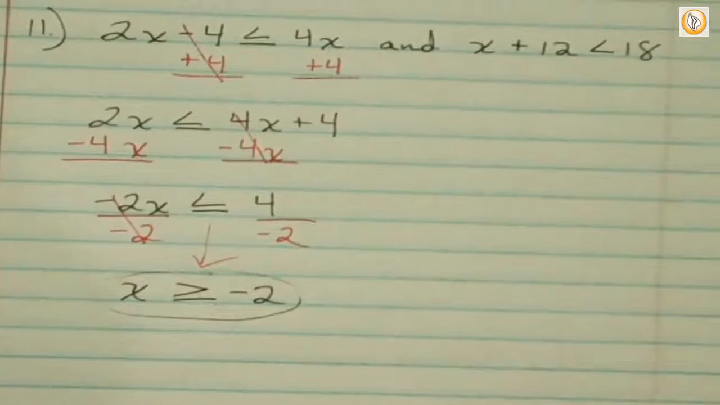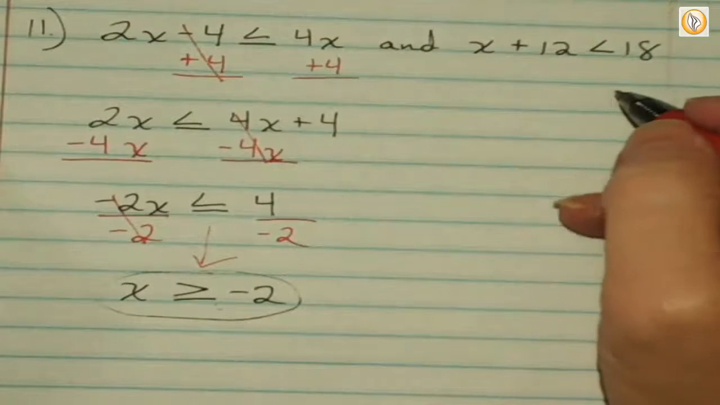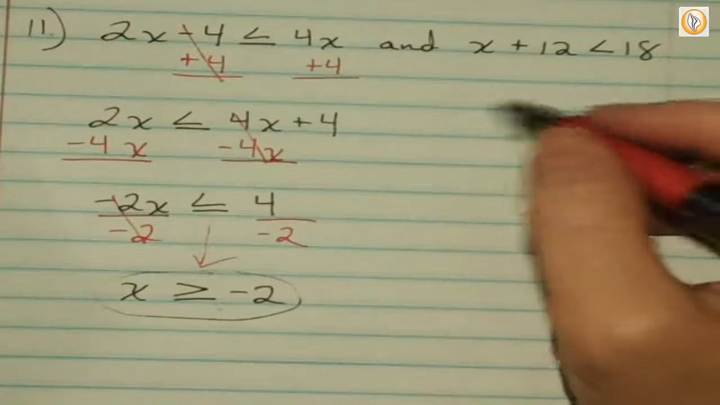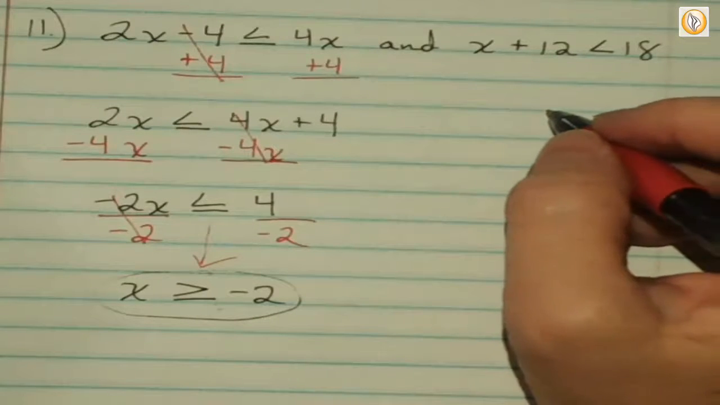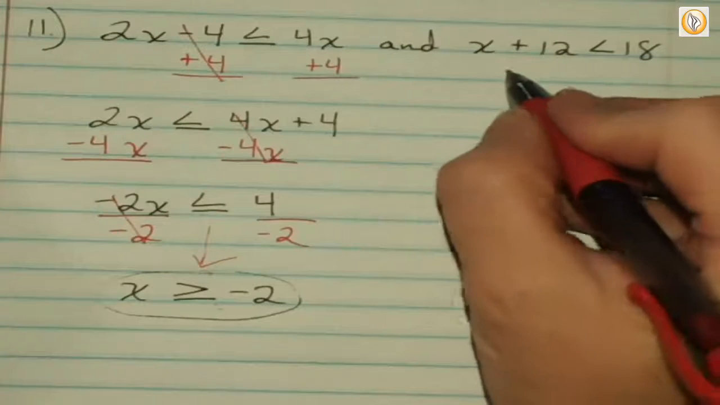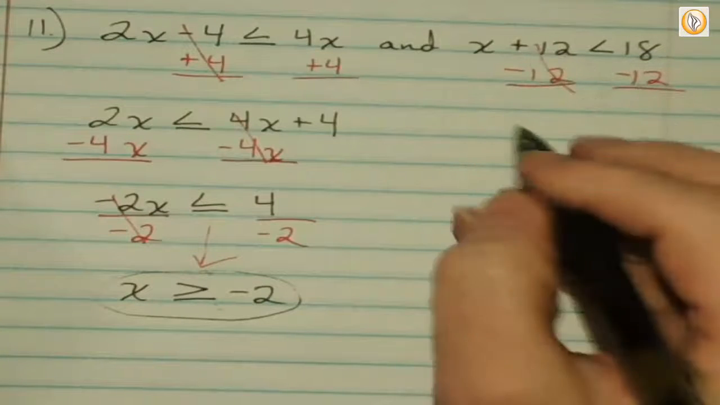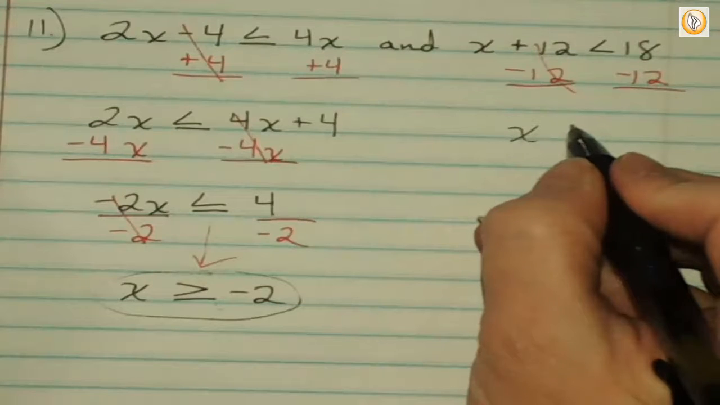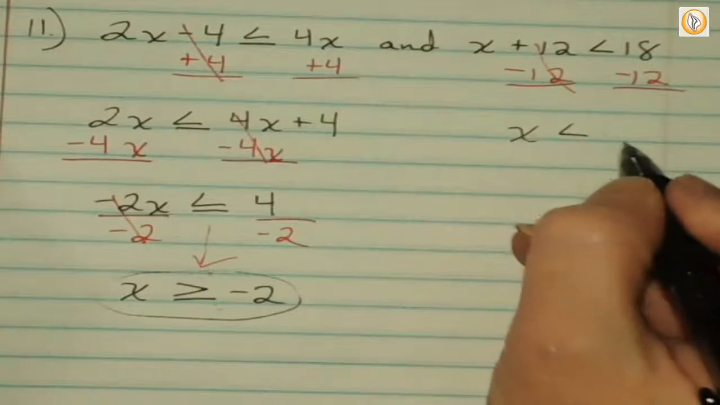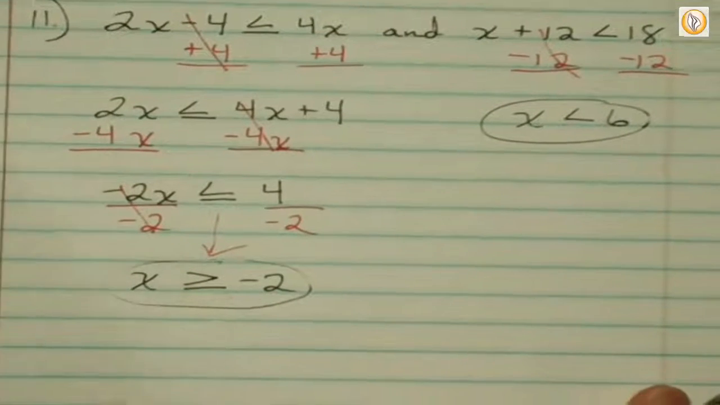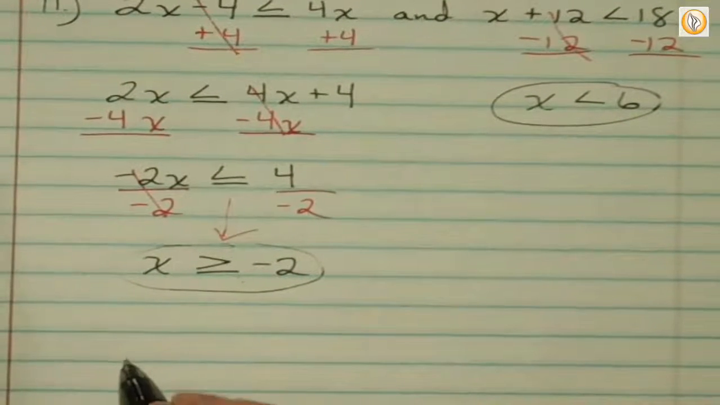All right. Now I'm going to have Emily do this one. Well, he had a little bit more difficult one. All right, go ahead. You subtract 12 from 18. And you get x is less than 6. Okay, so now we graph it.